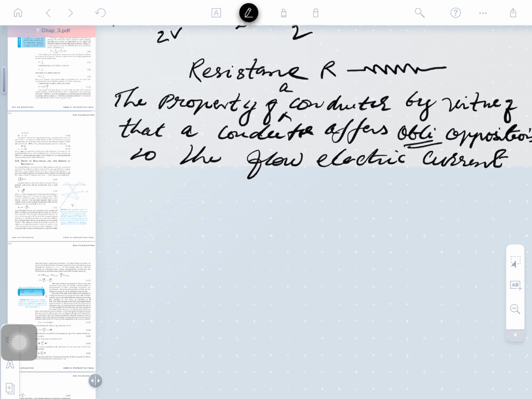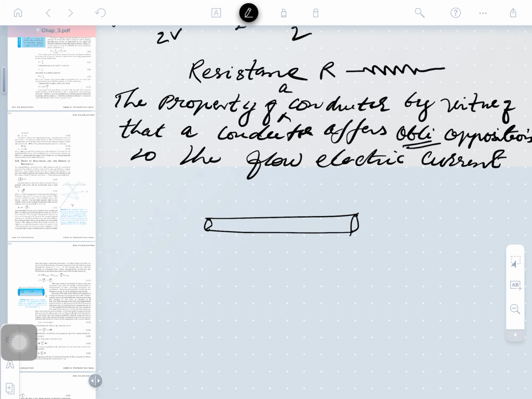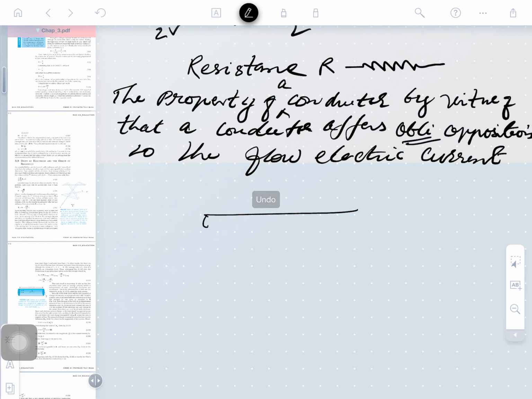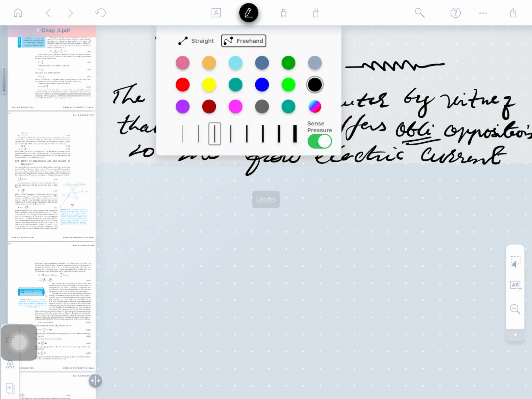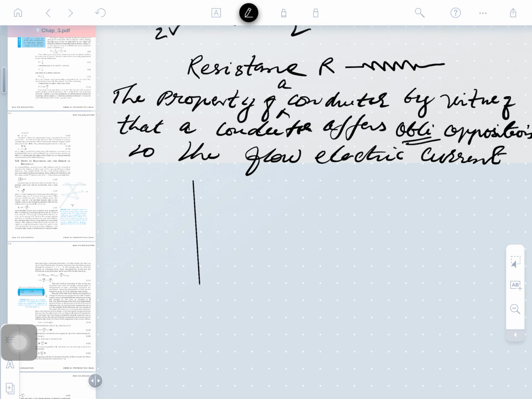Simply we can understand, suppose that there is a conductor right now, and also we have seen the curve. I am showing the curve here right now. The curve is before you.